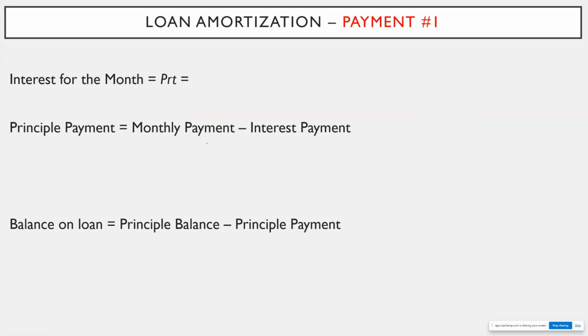The interest that's charged on the loan uses the simple interest formula: principal times rate times time. On your first payment, how much do you owe on your loan? You owe $400,000. What is the rate? It's 0.07. And what is the time? Time is usually the number of years, and for just 1 month, time would be 1/12.